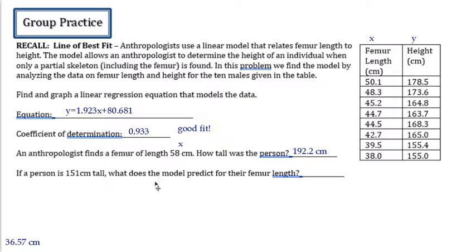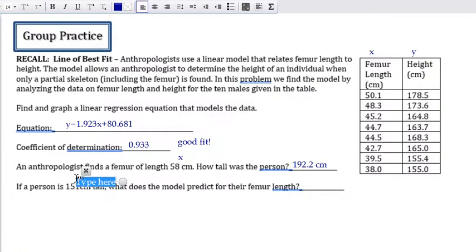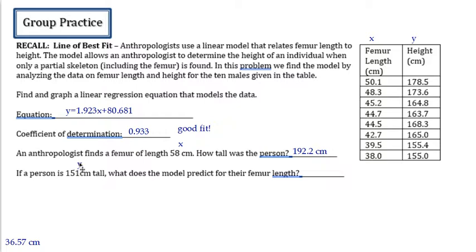Okay, so that's just inputting that. Now let's look at a different problem. If someone is 151 centimeters tall, what does our model predict for their femur length? Now that doesn't necessarily mean their leg is this long, but that's what our model predicts. So if you have a 151 centimeter tall person, that means you are given the y value, right? You have the y value, and you're trying to back into the x value. So you'll take this 151 centimeters and replace y with it, and then you'll solve for x. You subtract 80.681 from both sides and then divide by 1.923, okay? So go ahead and try that.